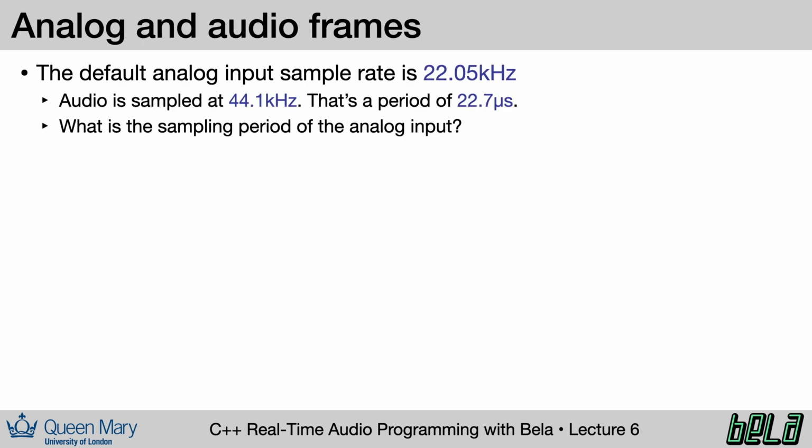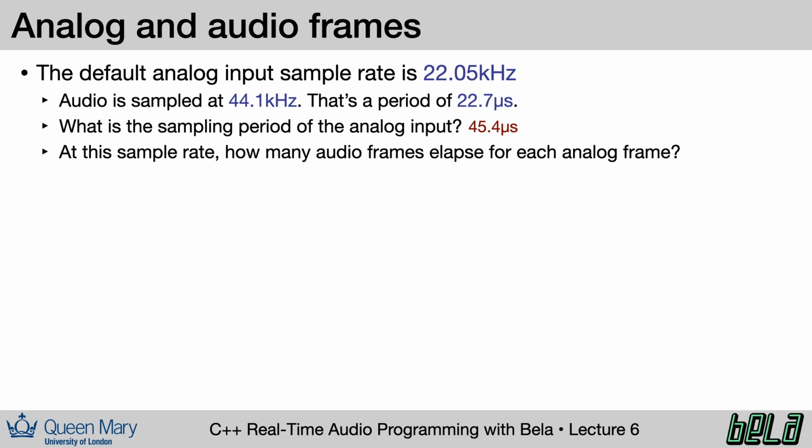Let's talk more about the analog sample rate. As you may recall, the sampling period of a signal is 1 divided by its sample rate. So if audio has a sample rate of 44.1 kHz, it has a period of 22.7 microseconds between each successive sample. Given that the default analog sample rate is 22.05 kHz, what would we expect the sampling period to be in this case? Well, it would be twice the audio sampling period, or 45.4 microseconds.